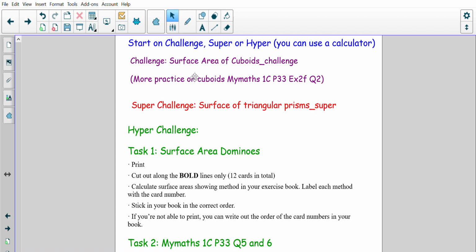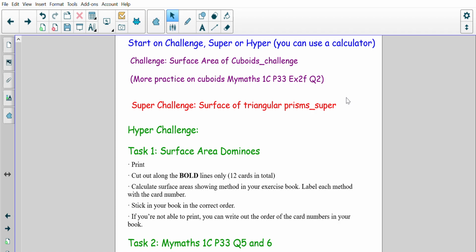If you finish that and you don't feel you are ready to go on to prisms, that's fine. You can do more practice on cuboids from the MyMaths textbook. Don't forget, the answers to the MyMaths textbook I did email you, but you will also find them on files on Teams for marking. If you want to start on the super challenge, you can go straight to surface area of triangular prisms, and you'll find that sheet attached.